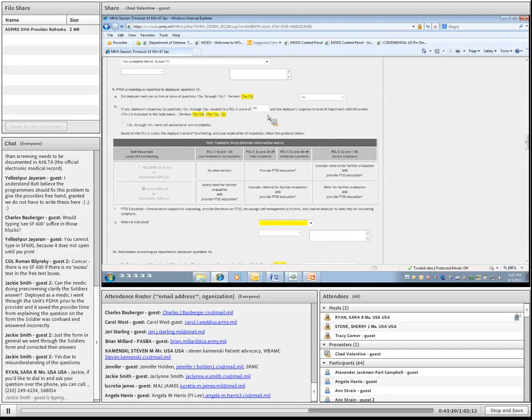I've gotten calls from providers saying that the deployer answered positive on 13A through 13D, but when they went through the additional screening questions, they left some of them blank, and they were wondering why they didn't get a PCL-C score. That's because the deployer has to answer all those additional screening questions before the system can compute the severity score for you.